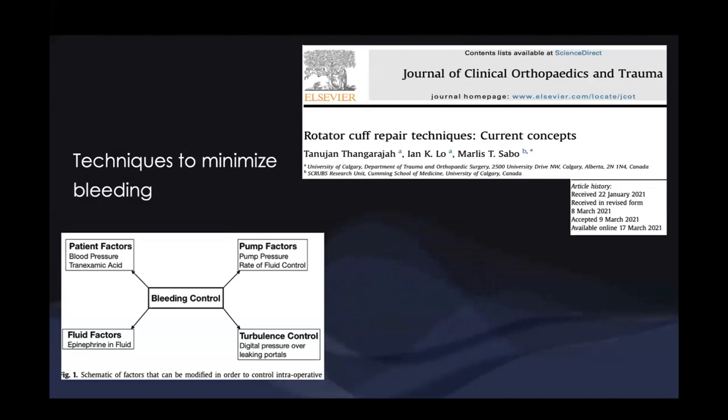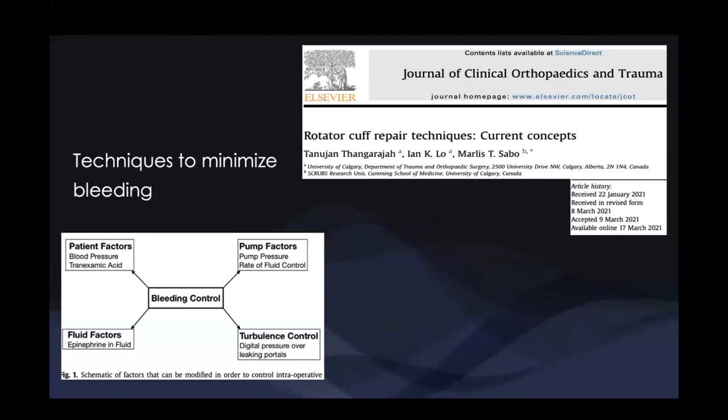Patient factors, obviously, the blood pressure has to be brought down. Blood thinning agents have to be stopped, and tranexamic acid and so on has to be given. Fluid factors, if there is a lot of bleeding, you can try to use, after anesthesia consent, epinephrine or adrenaline in the fluid.